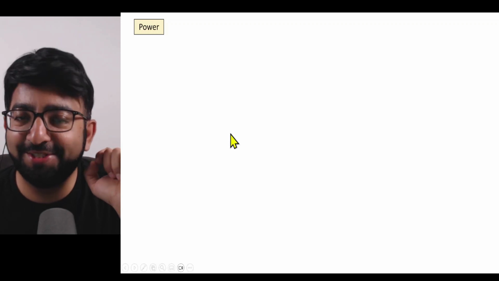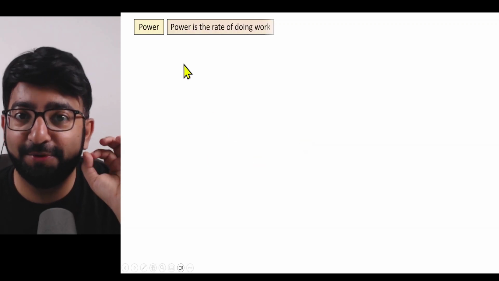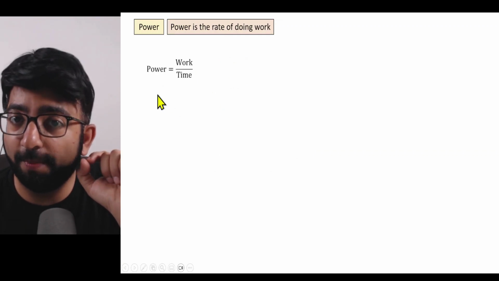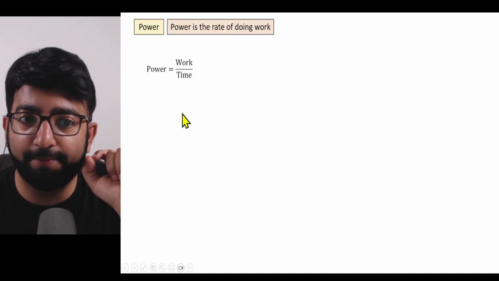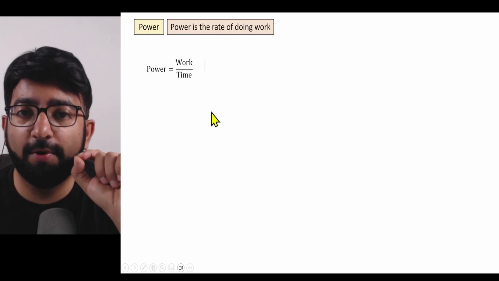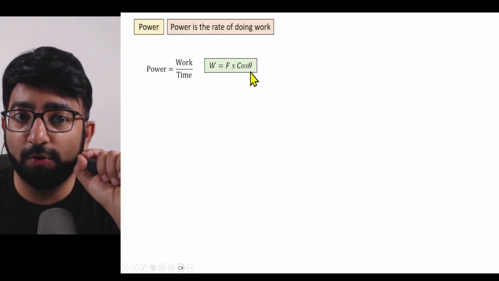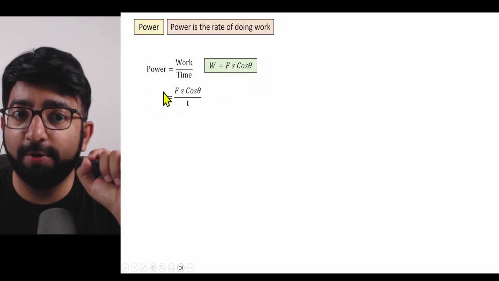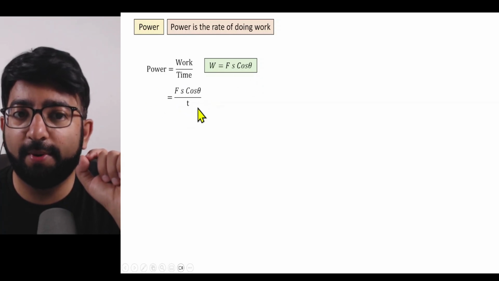Power, or power, whichever way you want to pronounce it. The definition is: power is the rate of doing work. So the power formula is work done divided by time. And we know the basic formula for work done, that is F into S into cos theta. So if we put that formula in place of work, power will be Fs cos theta divided by time.